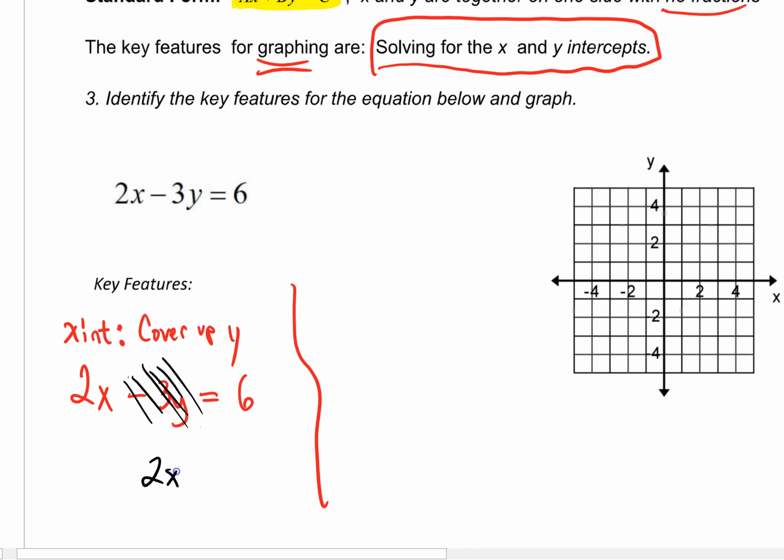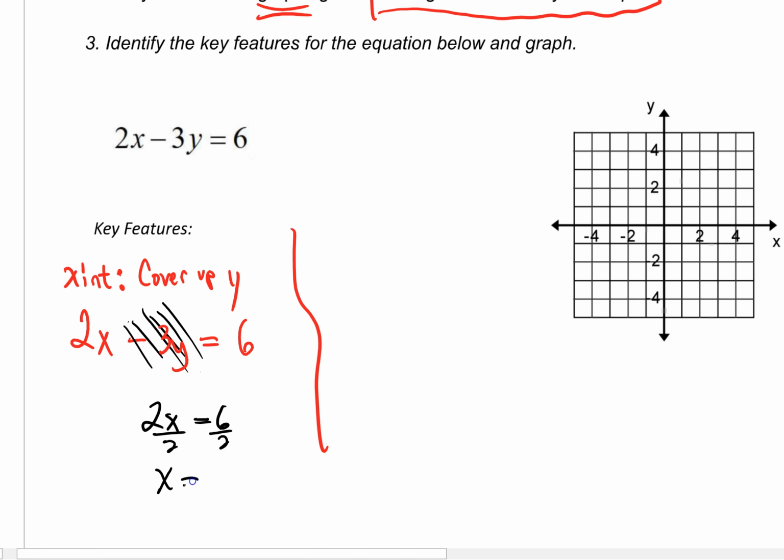So we have 2x is equal to 6. Divide by 2, and you have x is equal to 3. So what is our x-intercept? Well, nice and simply, it's (3, 0). That's what we mean when we say cover up the y. We let y equal 0.